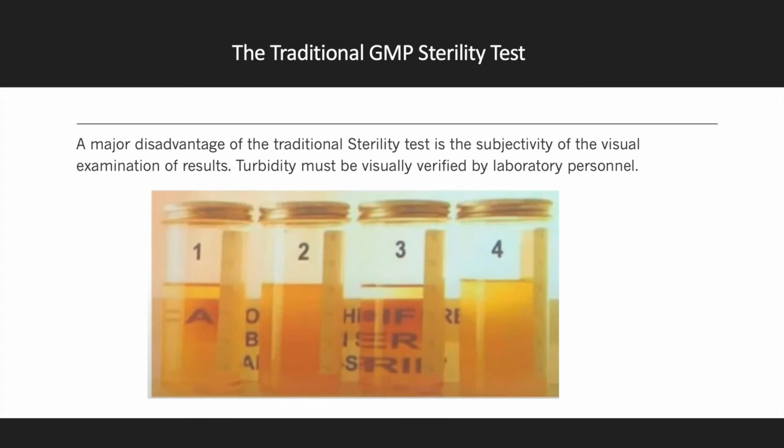Turbidity must be visually verified by laboratory personnel. You do get some machines that can electronically read sterility samples these days, but the traditional test is usually done with a visual examination of the final read. And if you look at these 4 samples, you can see how hard it can be to tell whether a sample is contaminated or whether it is just turbid. And this is especially the case with samples such as bulk harvests. In this case, actually, it's samples 3 and 4 that are contaminated.